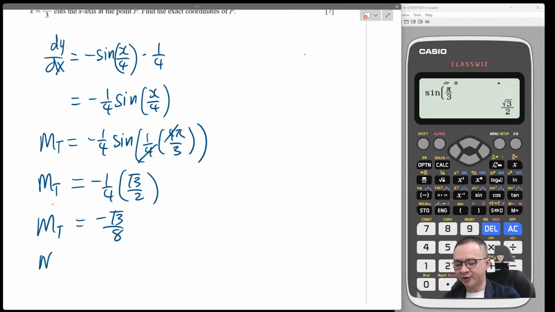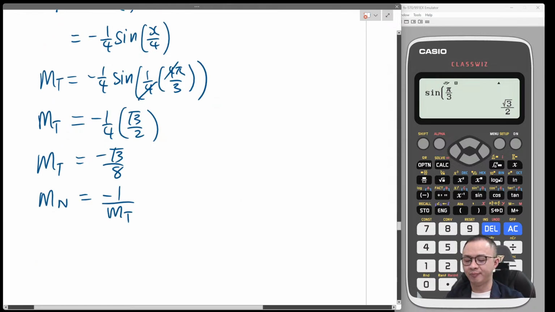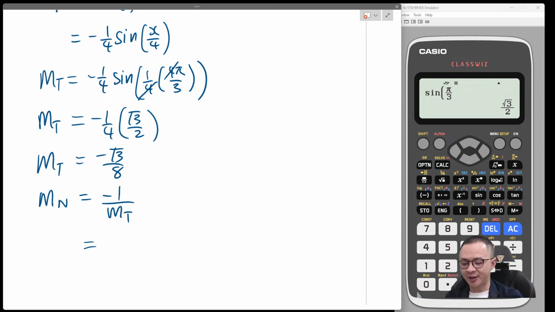So if I want to get the gradient of normal, it's negative 1 over gradient of tangent, because tangent and normal always multiply each other to get negative 1, because they are perpendicular to each other. Okay, remember this. So if I sub in, I should get 8 over root 3. I rationalize it, so it should be 8 root 3 over 3. This is gradient of normal.